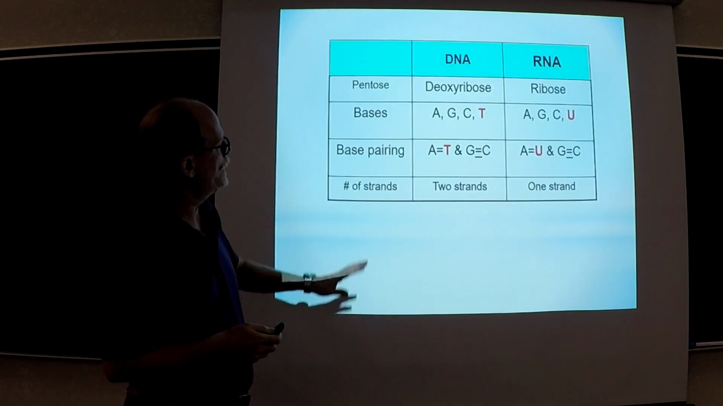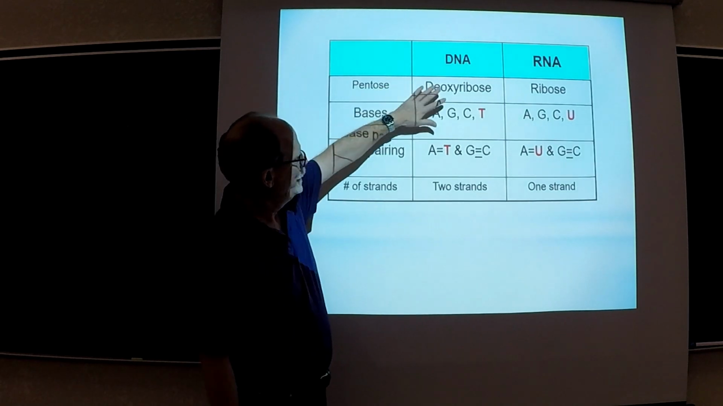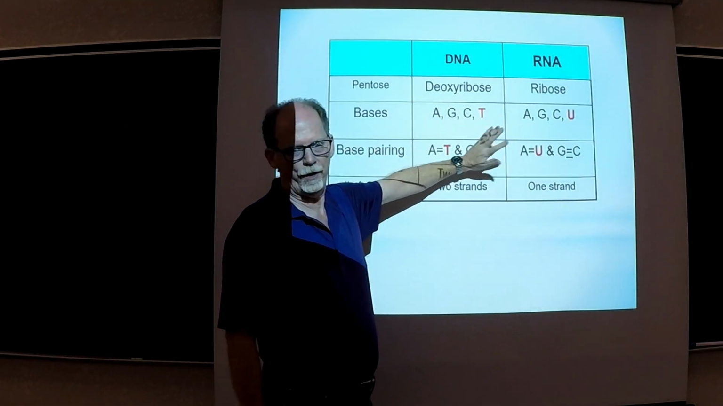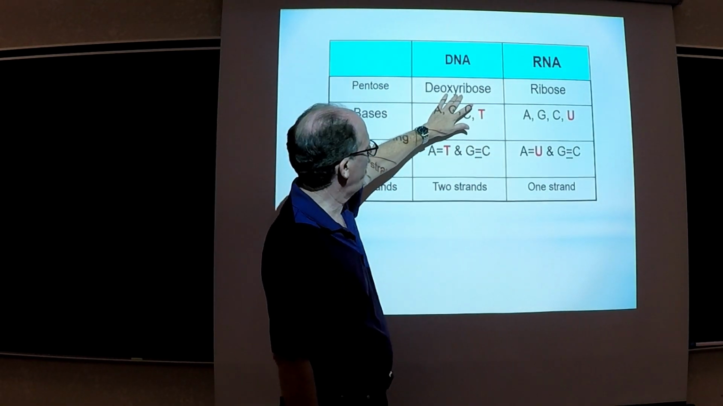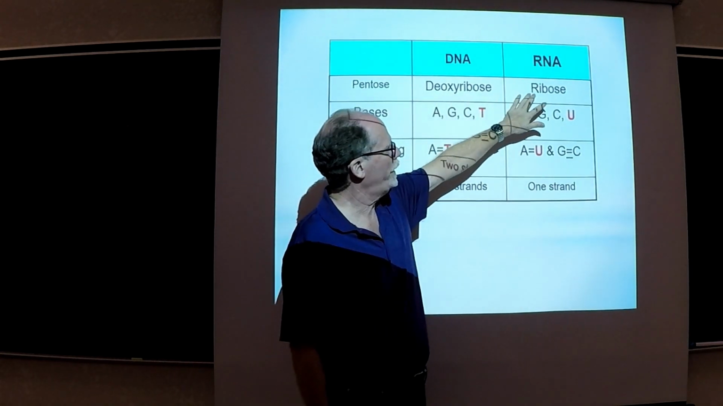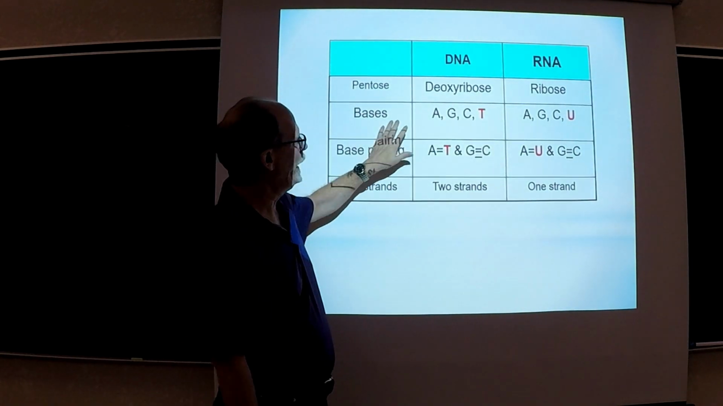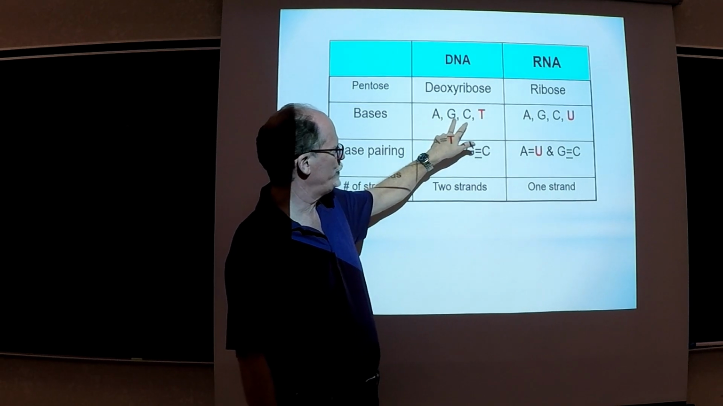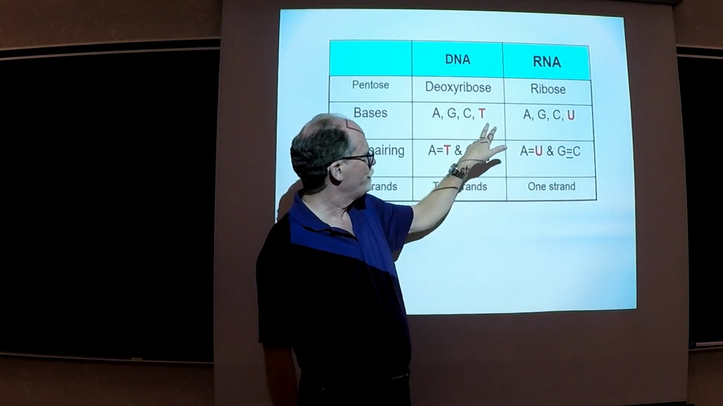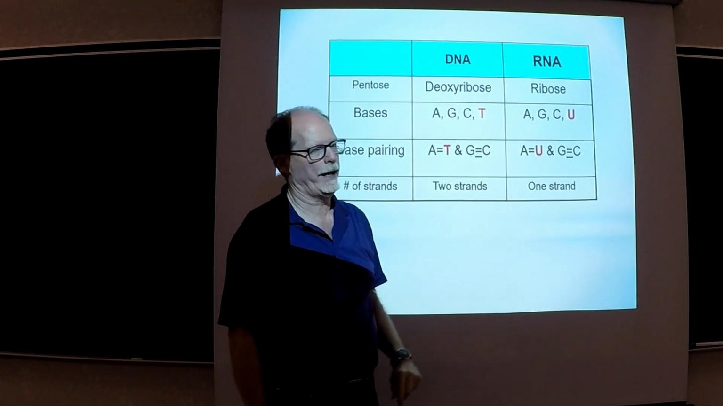So this is the enzyme level. We'll do that next time. This is the big difference between DNA and RNA. DNA has deoxyribose for a pentose sugar. RNA has a ribose. These are the bases. They all have A's, G's, C's. DNA has T, RNA has a U.